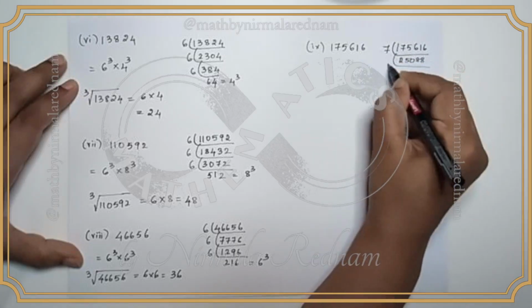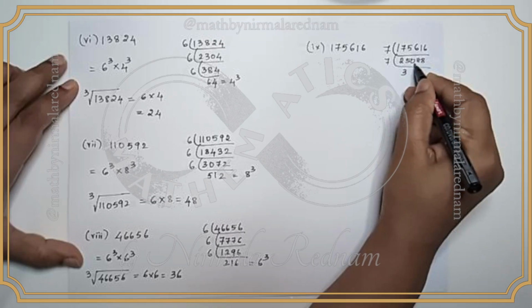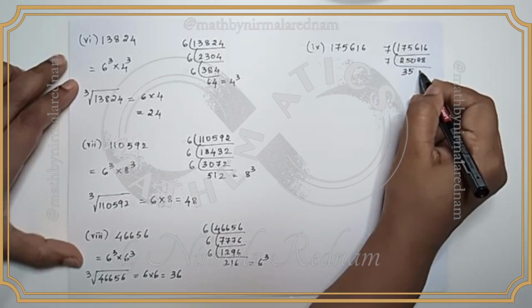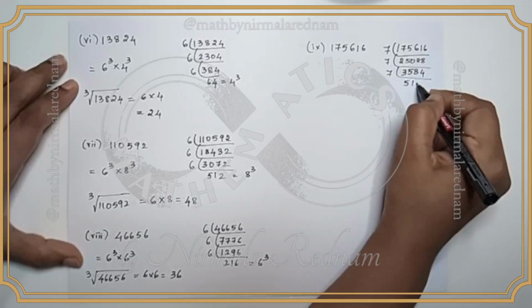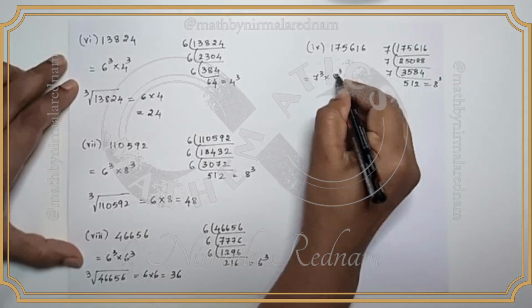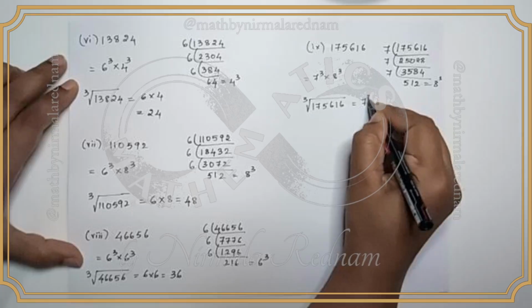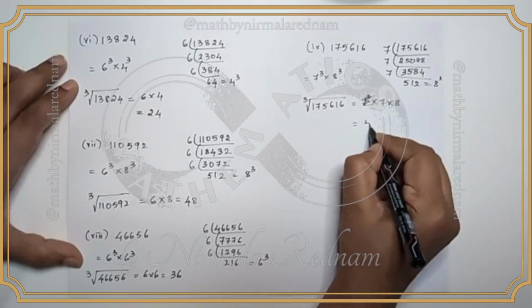25088. Again, when I check 7, I'm going to get 7 threes 21, 7 fives 35, so 58. 7 eights is 56, and then 7 fours 28. 7 fives, 1s, 2s, and 512 is 8 cube. So I can write this as 7 cube into 8 cube. So the cube root of this is 7 into 8, which is nothing but 56.